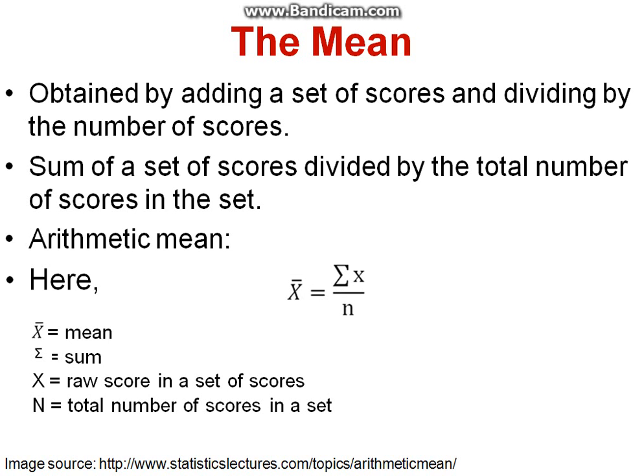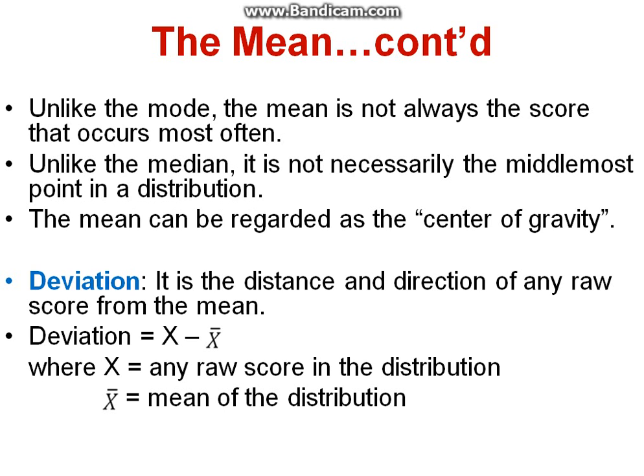Right. So some characteristics of the mean. Unlike the mode, the mean is not the value that occurs the maximum number of times. Also, unlike the median, the mean is not necessarily at the middlemost point in your distribution. If you really need an analogy, think of the mean as a center of gravity, the point of balance in your given distribution. In order to explain this concept of center of gravity, we need to talk in terms of the deviation. The deviation is the distance and the direction of any raw score from the mean.